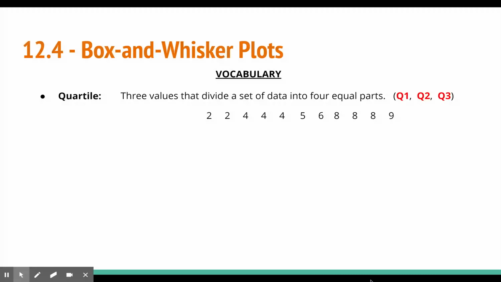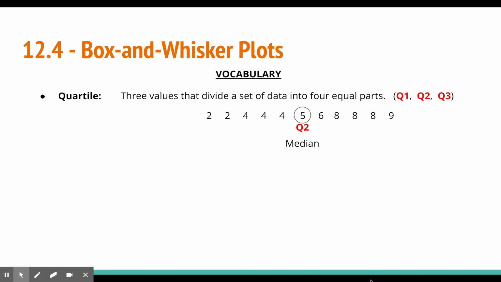So let's take a look at this data set, 2, 2, 4, 4, 4, 5, 6, 8, 8, 8, 9. So our quartiles are going to be the ones that divide everything up. The easiest one to find first is Q2. Q2 is going to be our middle value. And if you remember from yesterday, what do we call the middle value of a data set? It's our median. That is going to be our Q2. So we're just going to say median, knowing that that is our Q2.